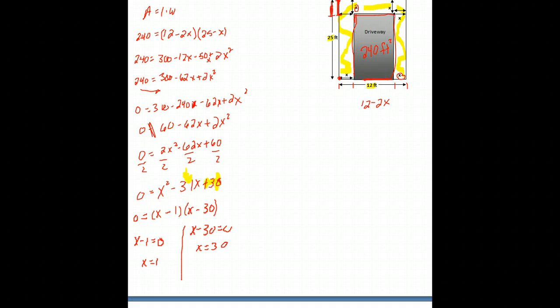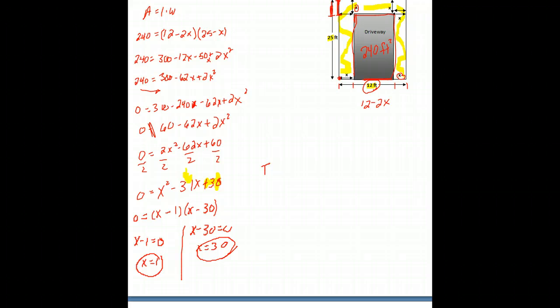Now we need to think about the context of the problem. We're going to reject the 30 because up here it's 12 feet, including the two x's on either side. So they can't be 30 and 30. That would make 60 feet just for the width of the crushed stone. You're only supposed to have 12 feet maximum. So the width of the crushed stone is 1 foot.